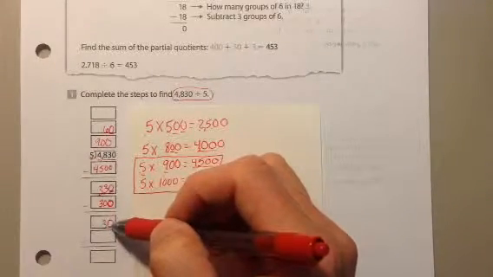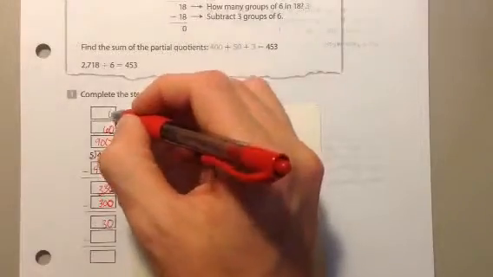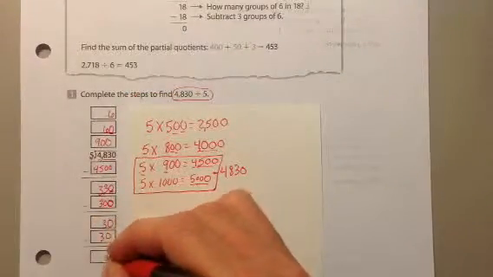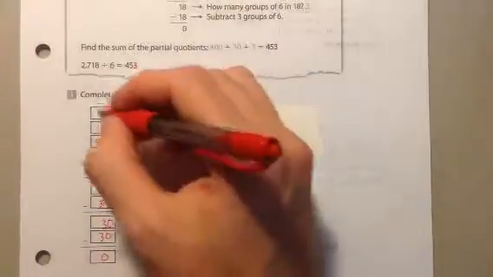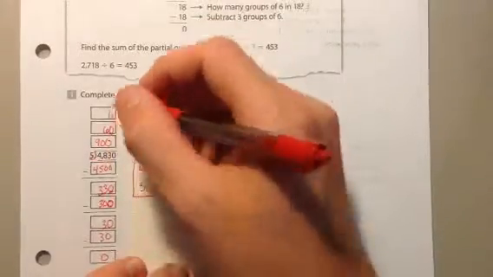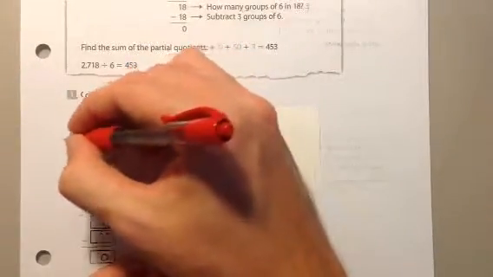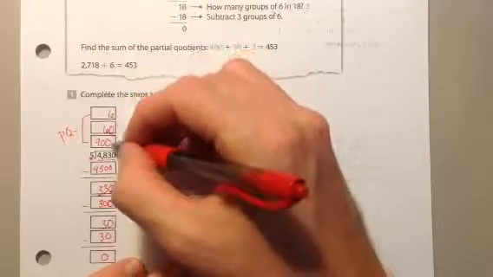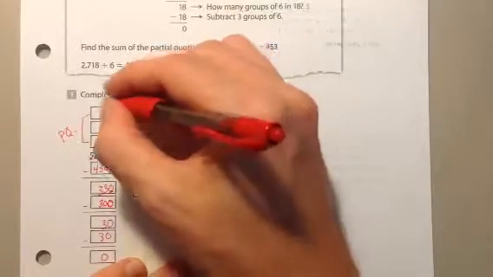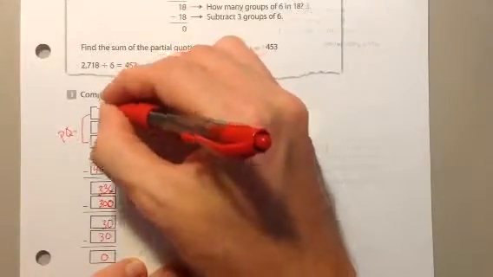5 times what number is equal to 30? That is 6. 6 times 5 is 30. Subtract and I get 0. Now, these are called partial quotients, and with your PQs, or partial quotients, you must add them. So 900 plus 60 plus 6 is equal to 966.